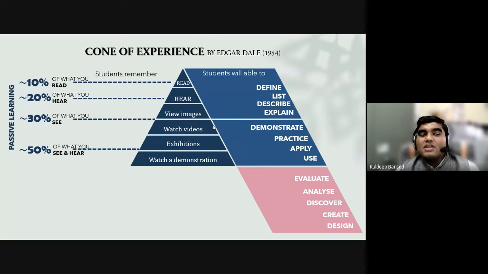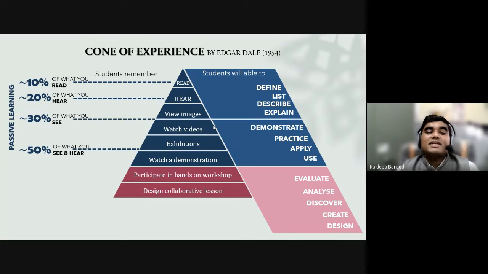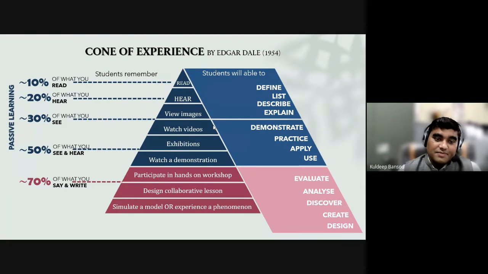To convert passive learners into active learners, we have to take them into a hands-on workshop and design a collaborative session for them so they can collaborate with each other. Collaborative learning strategies can raise remembering up to 70%. So what students say and what students write will increase their remembering capacity.